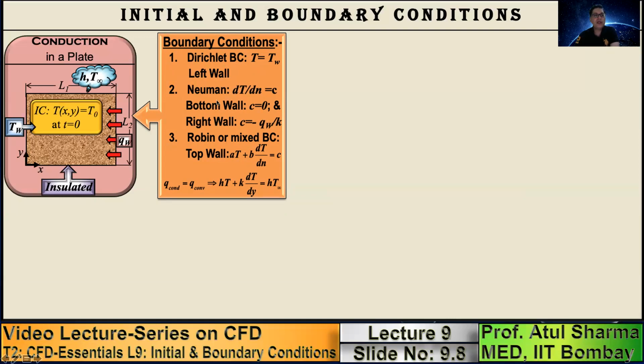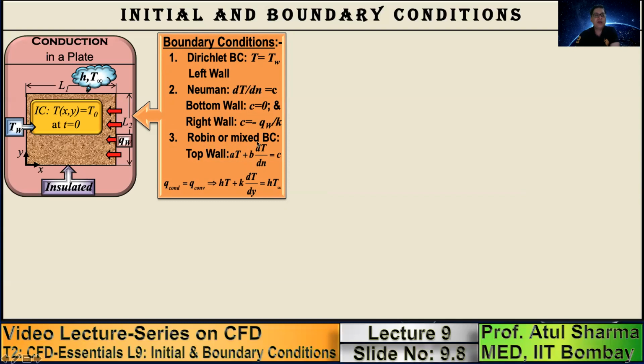A boundary condition is called a Neumann boundary condition if the gradient of the flow property is known. So for this case, the gradient of temperature is known on the bottom wall, which is dT by dy equals 0. Whereas for the right wall, dT by dx equals minus qw by k. So this constant is 0 for the bottom wall, and this constant is minus qw by k. Whereas the normal direction is y for the bottom wall and x for the right wall. So these are the gradient type of boundary conditions, which are called Neumann boundary conditions.